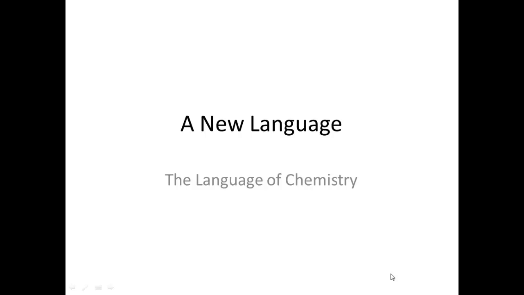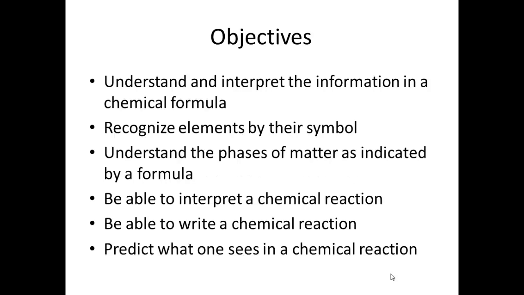In a new language, we are going to be learning the language of chemistry. Similar to how different languages use different symbols and notations in order to communicate, we do a similar thing in chemistry, so we can speak the language of chemistry. By the end of this, we should be able to understand and interpret information in a chemical formula.